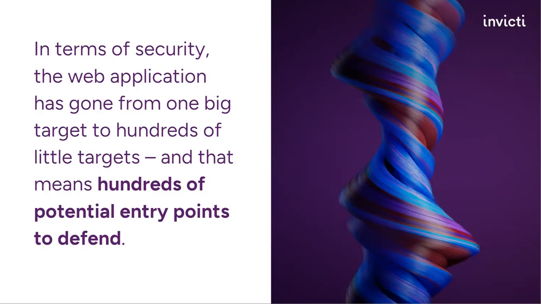The original use case for adding APIs was to extend access to app functionality beyond just the GUI. And notably, this really supports integrations. It supports the need for automation. As we've collectively moved towards service-oriented architectures and agile development, APIs and all the services behind them are now fundamental building blocks of modern web apps. So in terms of security, the web application has gone from potentially one big target to hundreds of little targets. And that means all of these hundreds of potential entry points need to be defended. That means a complexity in the attack surface coverage that we need.